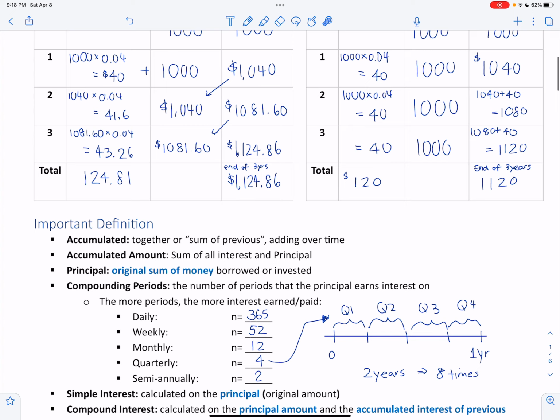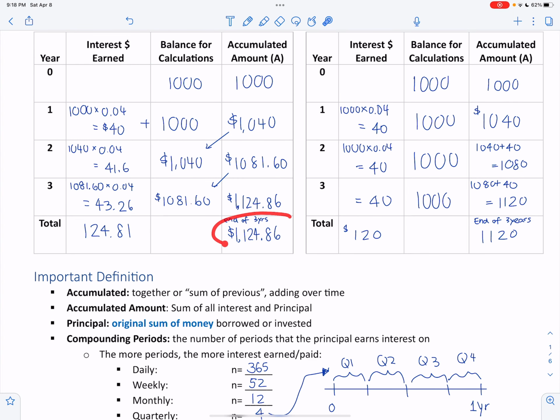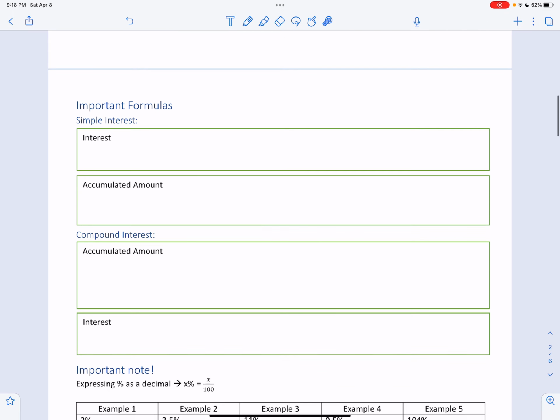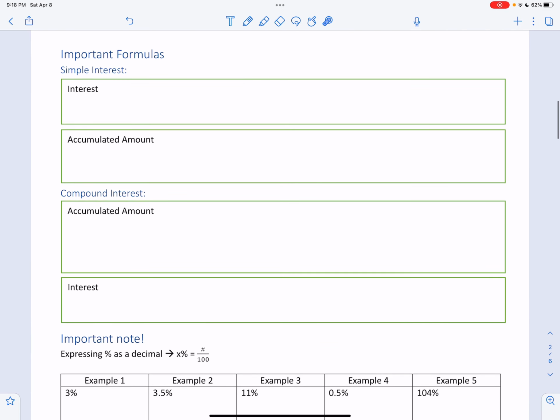So back to our original example here, the accumulated amount for 3 years is this number here. The accumulated amount for 3 years is this amount here. Okay. Cool. So let's look at important interest formulas.